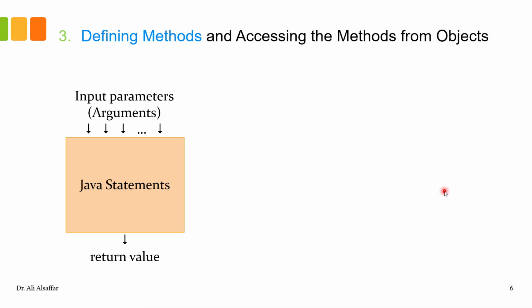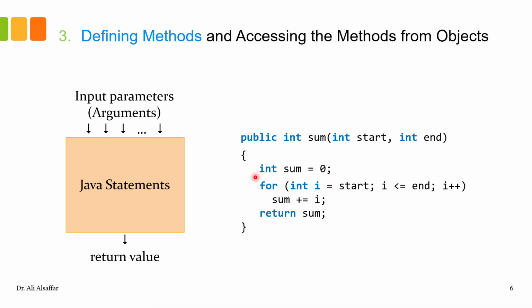After defining the data inside the class, let me show you how to define methods inside this class. You can look at the method as a box. It has a collection of Java statements, has input parameters called arguments, and has a return value. So when this method receives an input, the Java statements will work on this input, and as a result will produce a return value.